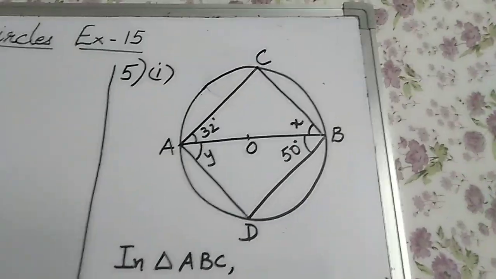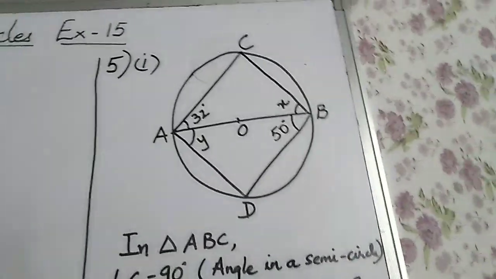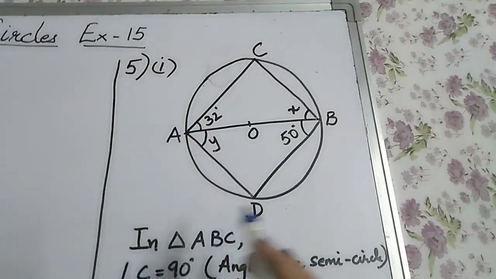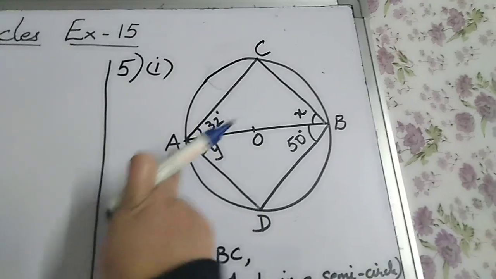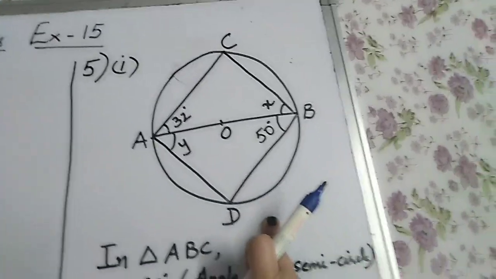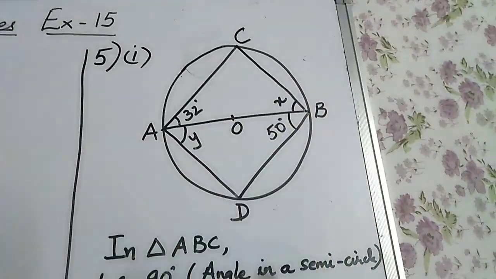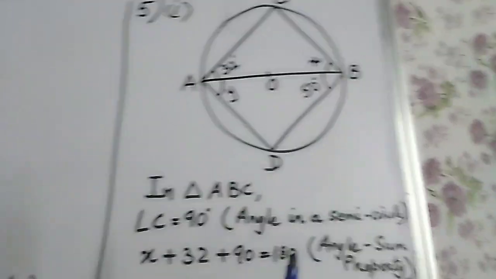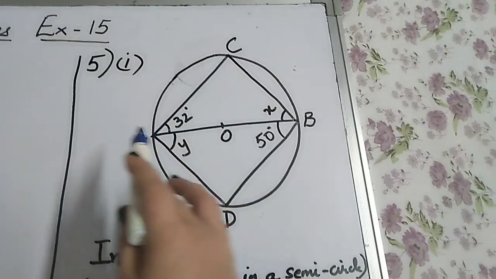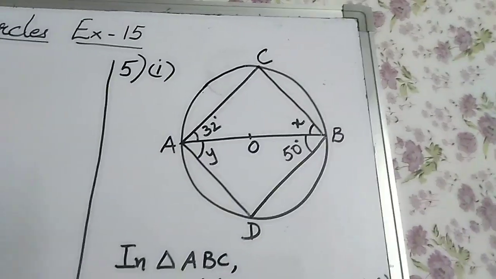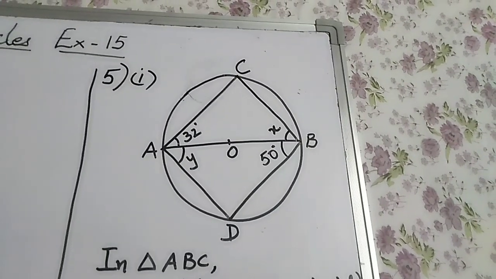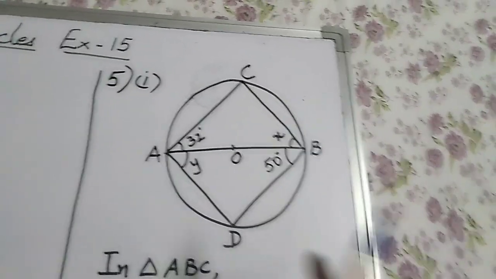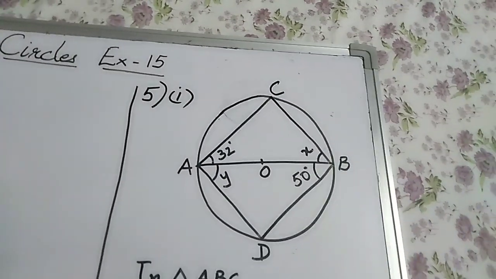Now, coming to question number 5, first part, children. The first part says this is a circle. It was not named, but I have named it A, B, C and D. This was the figure given, and you have to find x and y. Now see, AOB is a diameter because it passes through the center. The diameter divides the circle into two equal parts, so we can say this is a semicircle and this is a semicircle.